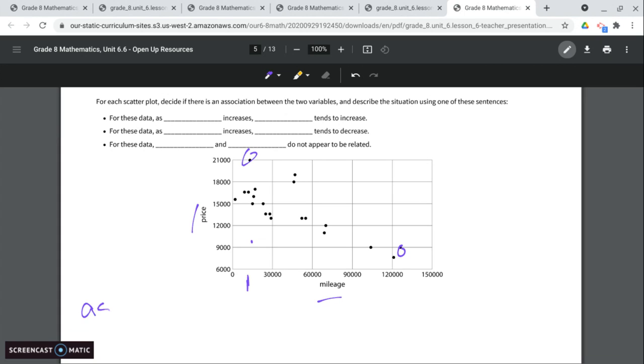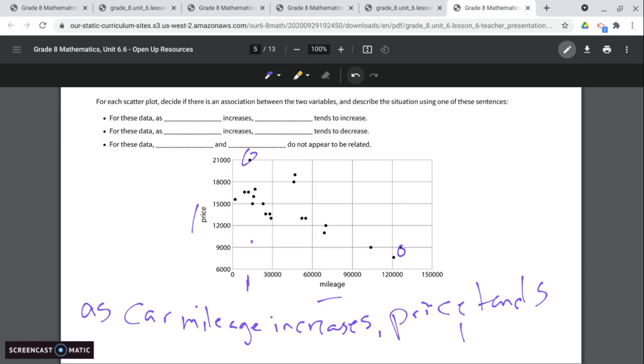So as car mileage increases, price tends to decrease.